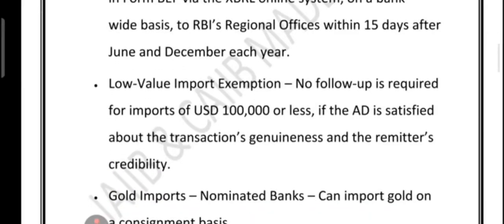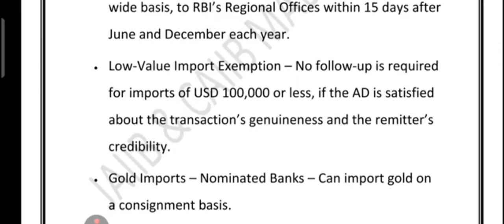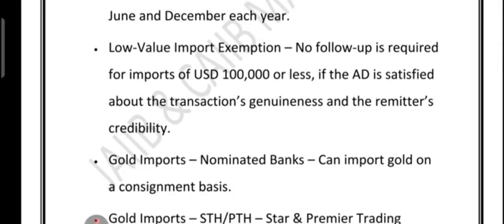On the other hand, for smaller imports of $1 lakh or less, banks don't need to chase the importer as long as they are confident the transaction is genuine and the importer is trustworthy.